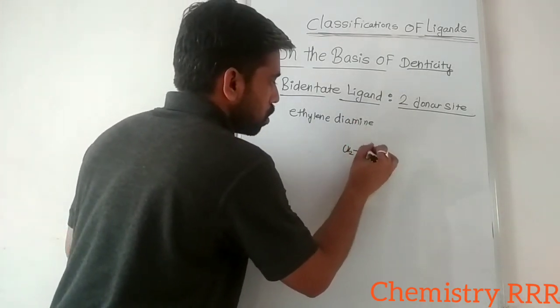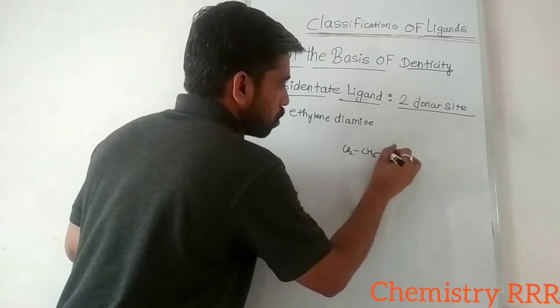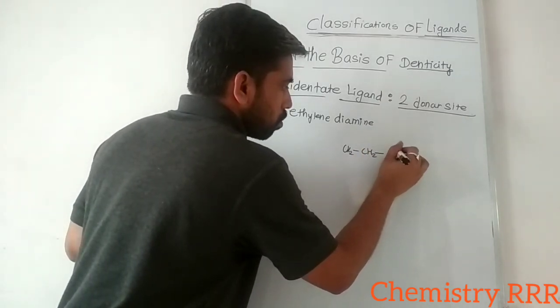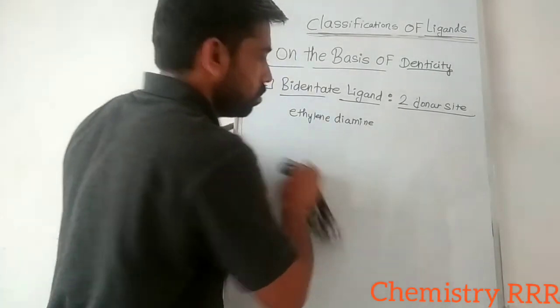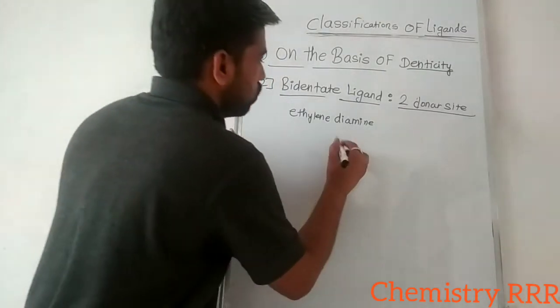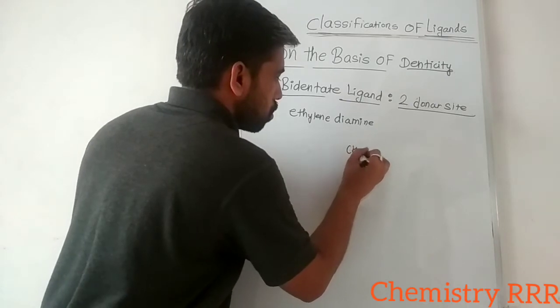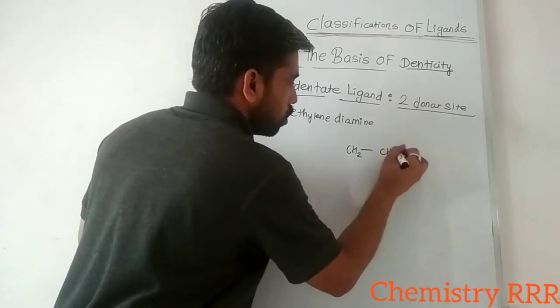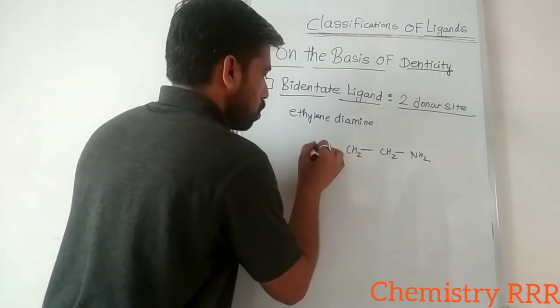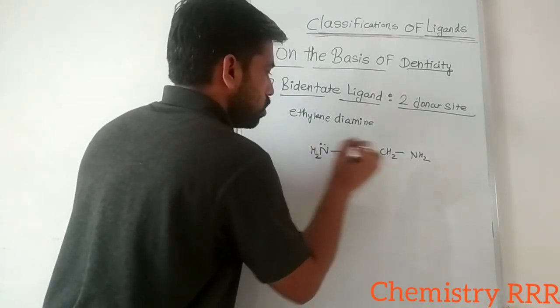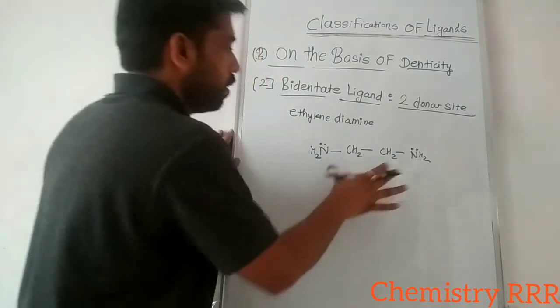The structure is CH2, CH2, NH2, NH2. This is the structure of ethylene diamine.